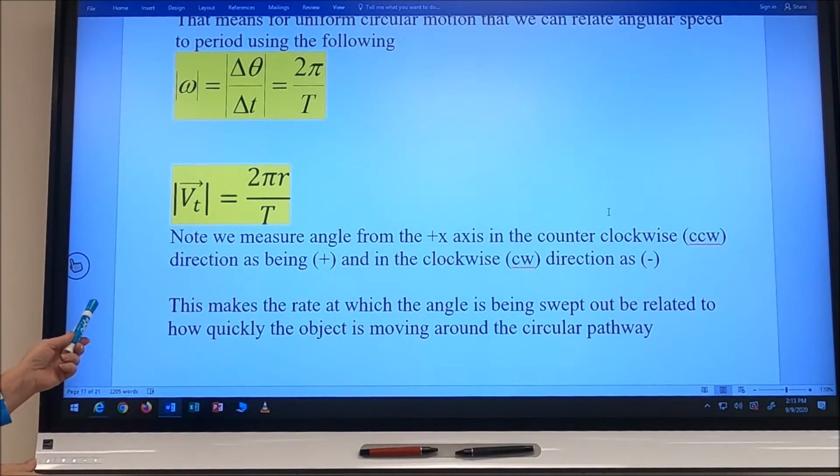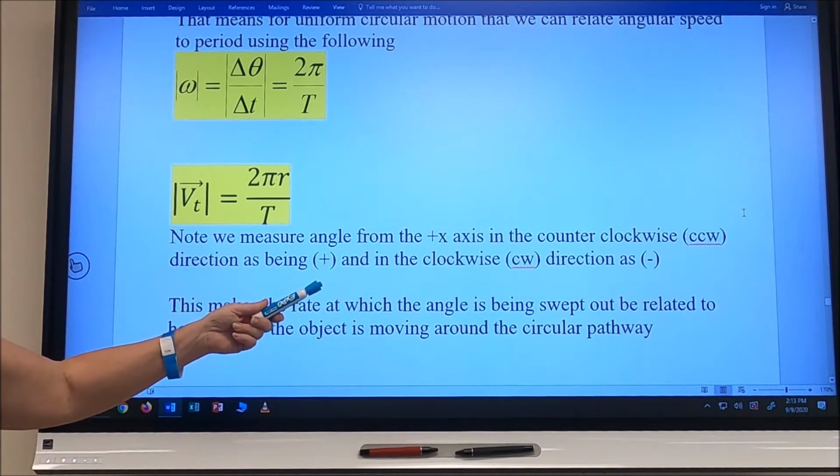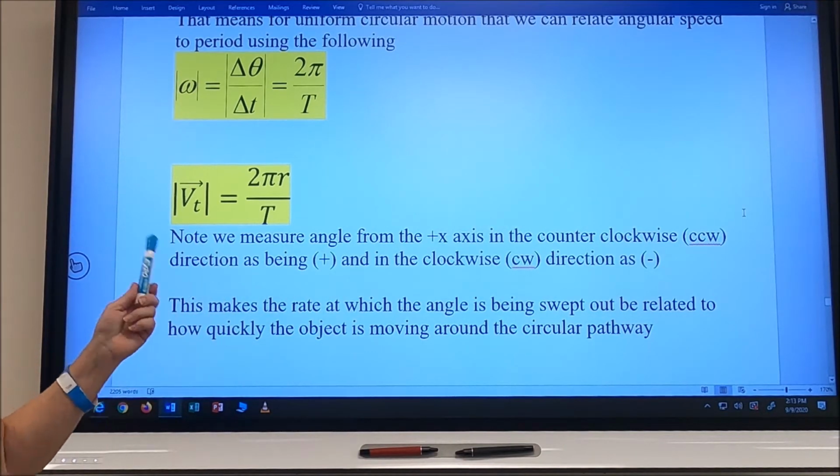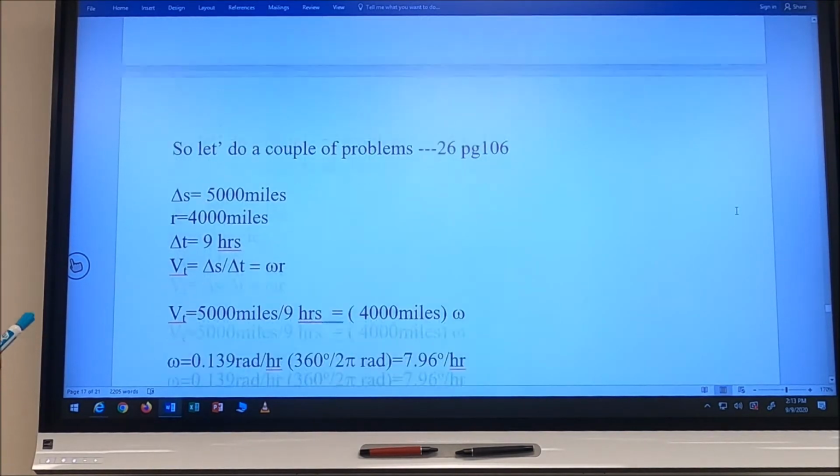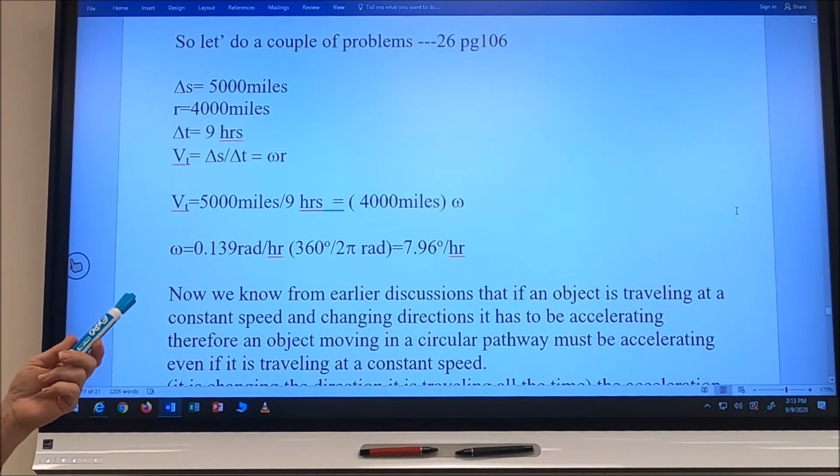So, this makes the rate at which an angle is being swept out related to how quickly the object is moving around the circular pathway. Okay, so let's look at problem 26 on page 106 in your textbook. So let me flip over to page 106. Okay, and we're going to look at problem 26.